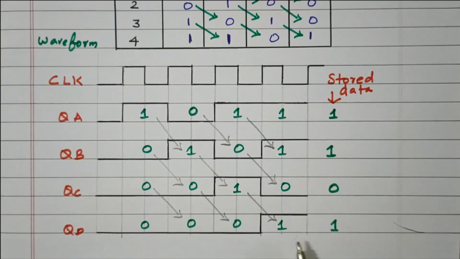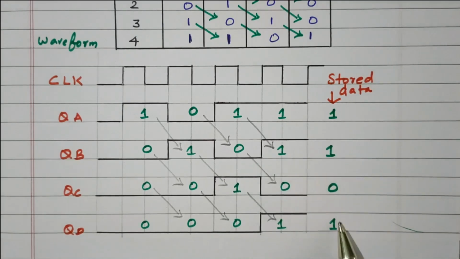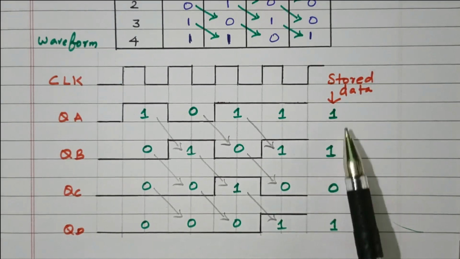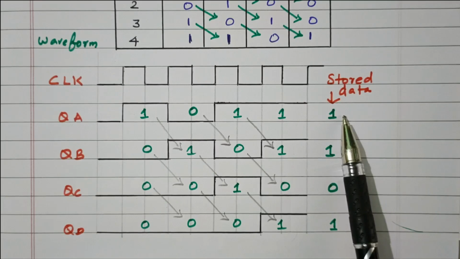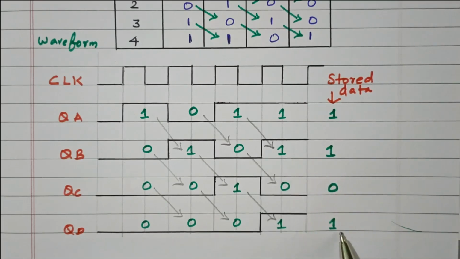So our output is 1, 0, 1, 1. This is the LSB and this is the MSB. Right? The MSB is stored in QA and the LSB is stored in QD.